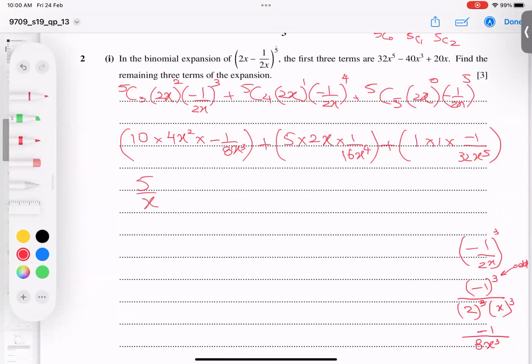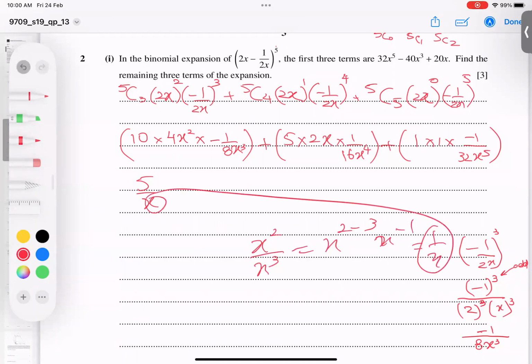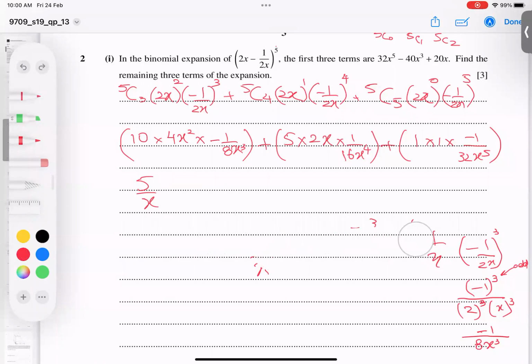I repeat again, because I know that if I bring it up the other way, x to the power 2 over x to the power 3 becomes x to the power 2 minus 3, which gives you x to the power minus 1. And when you bring it down, it becomes x to the power plus 1. That is why the x value goes down. I hope this part is very clear, where most students make mistakes.